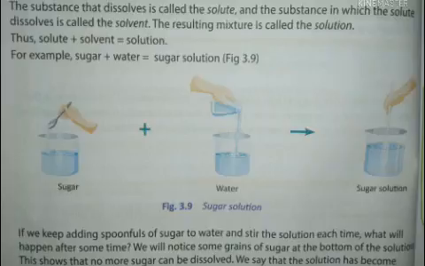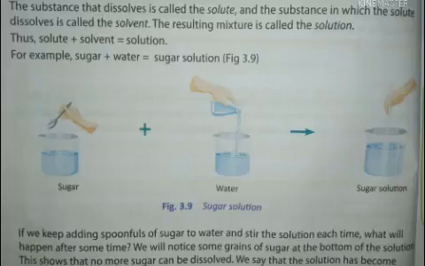If we keep adding spoonfuls of sugar to water and stir the solution each time, after some time we will notice some grains of sugar at the bottom of the solution, and that no more sugar can be dissolved, even if we try to stir it. We say that this solution has become saturated. So what is a saturated solution? It is one in which no more solute can be dissolved at that particular temperature.